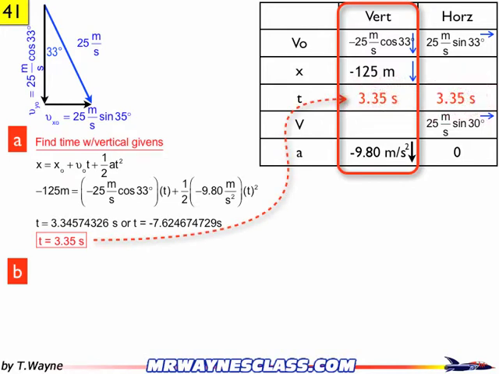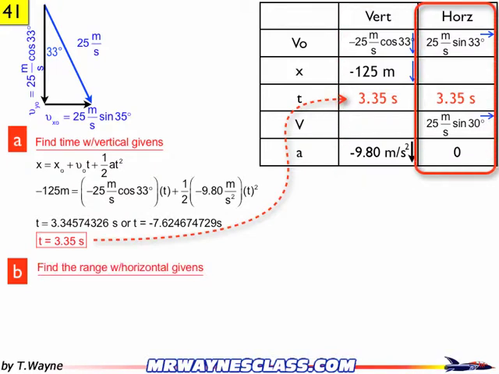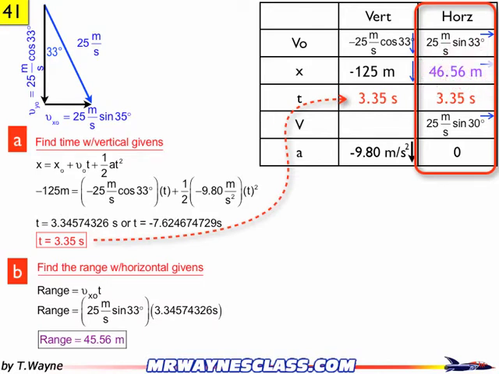Now let's look at the next question. Find the range using the horizontal givens. So I'm going to use just the horizontal column this time. The range is equal to Vx naught times t. That's our only equation for horizontal motion. That's all we have because acceleration is equal to 0. So I'll put in my horizontal values, 25 meters per second sine 33, and then the time. And that'll give me the range, 46.56 meters. So that's how far it's traveled horizontally.